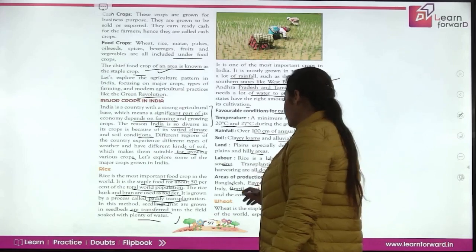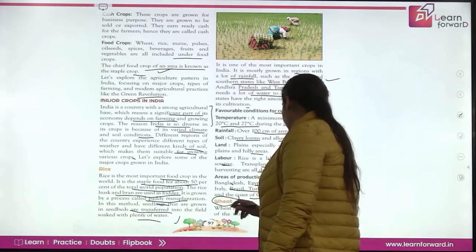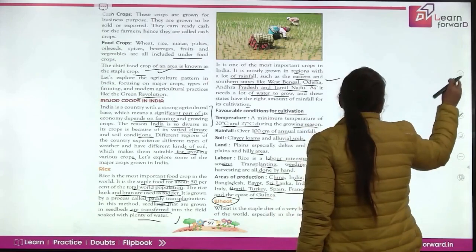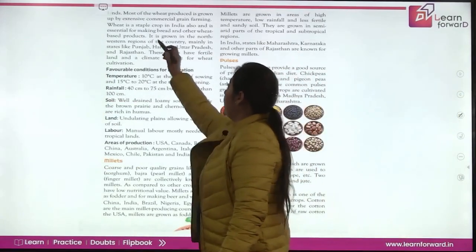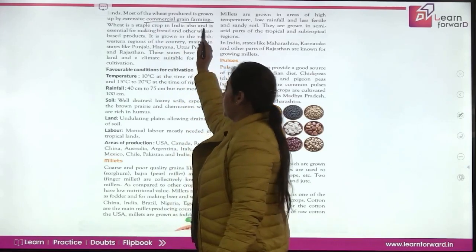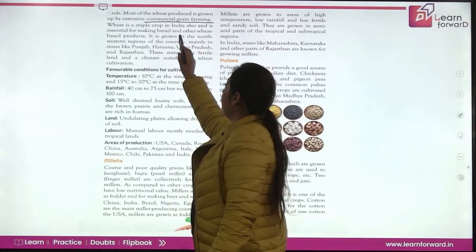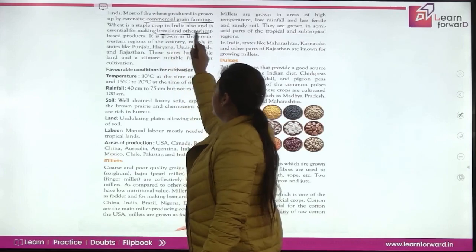Then if we talk about wheat, which is our second staple diet for a large part of the world, it grows in temperate lands. Here also the production of wheat is extensive commercial grain farming. Wheat is a staple crop in India and it is essential for making bread and other wheat-based products.